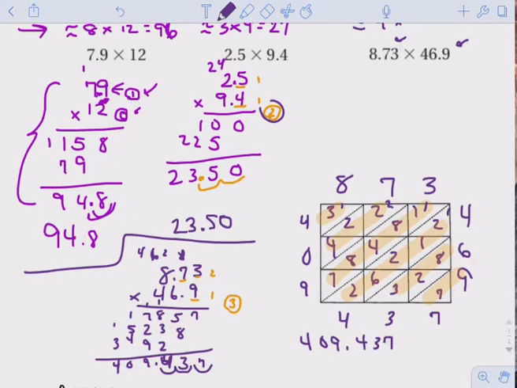409,437. And don't forget, we have 2 places to the right up here, 1 place to the right here. So we're going to have 1, 2, 3 places to the right in our answer. So there we go. The lattice does work also.